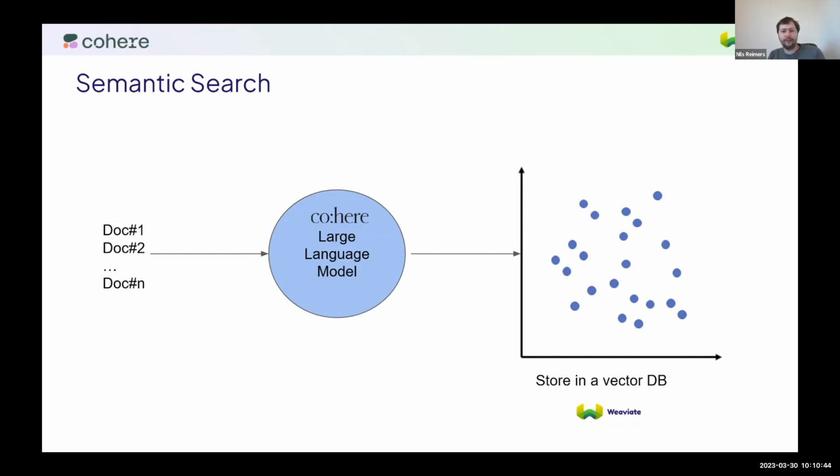And what's special about this vector space is that it captures the meaning of your documents. So the model was trained such that similar content is close together in the vector space. And this allows you to search.